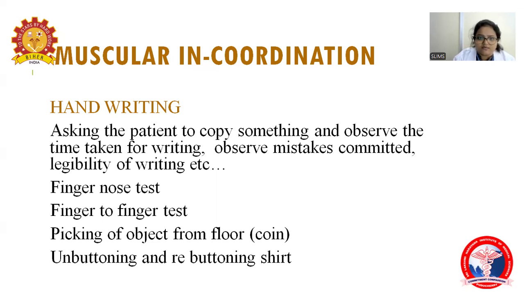The next test for coordination is picking up an object from the floor. For example, a coin or a pen is put on the floor and the person is asked to pick it up, to check whether he is able to reach the object at once or has some trouble finding the object on the floor. And then the next is buttoning and rebuttoning of the shirt. These are some muscular incoordination tests.